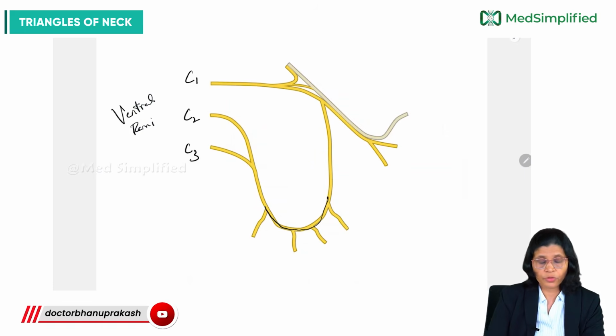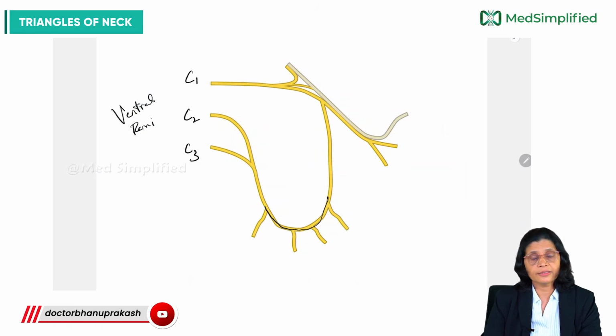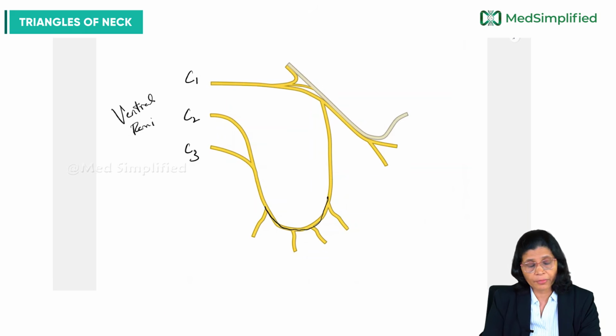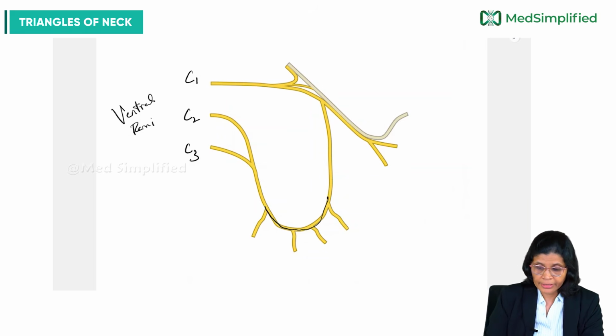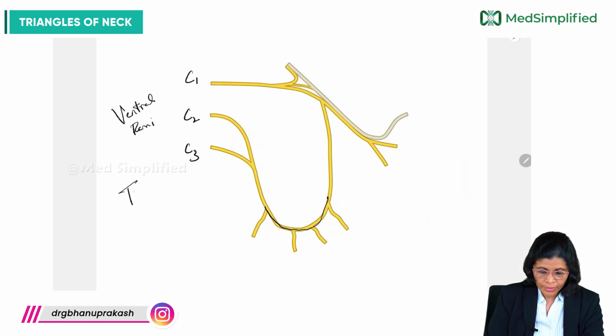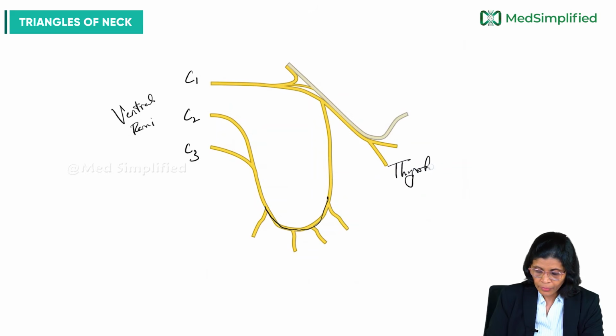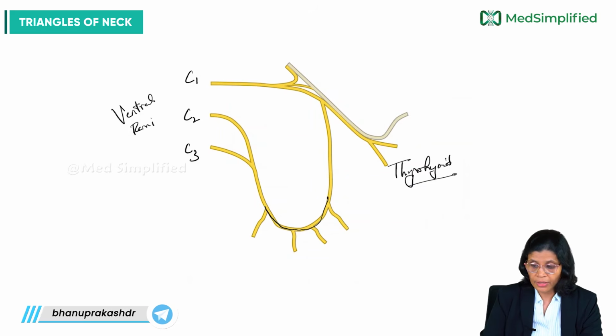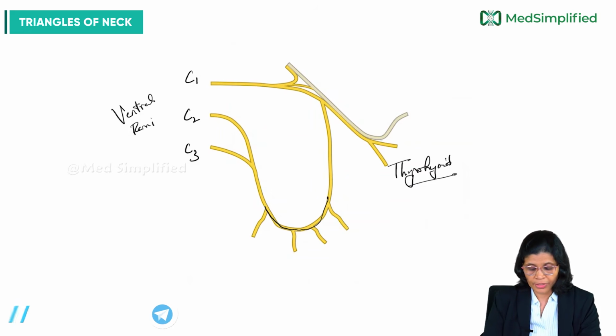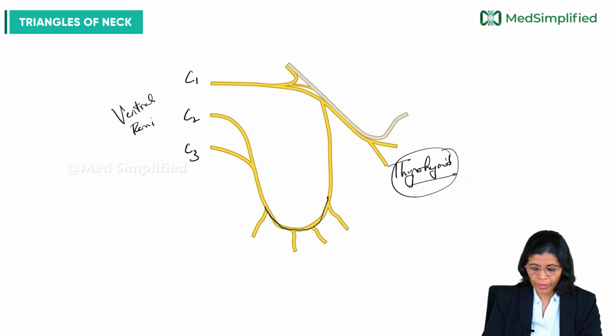Ventral rami of C1. So basically this ansa supplies all the infrahyoid muscles except, and this exception you should know, thyrohyoid. The thyrohyoid muscle is supplied by the nerve to the thyrohyoid, which passes through the hypoglossal nerve. The fibers of C1 pass here through the hypoglossal nerve, so they supply this thyrohyoid muscle.